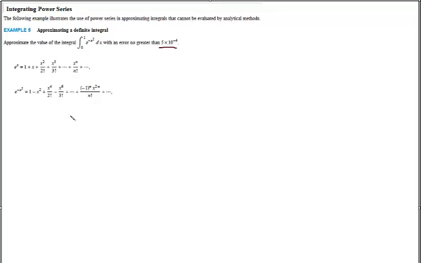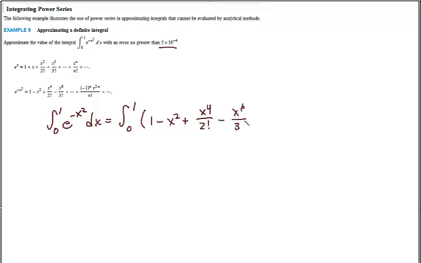So let's start this out, and we're going to integrate e to the minus x squared dx, and we're going to say that this is equal to the integral of 1 minus x squared plus x to the 4th over 2 factorial minus x to the 6th over 3 factorial plus and so on, dx, and I'm going to integrate this and see what we get.